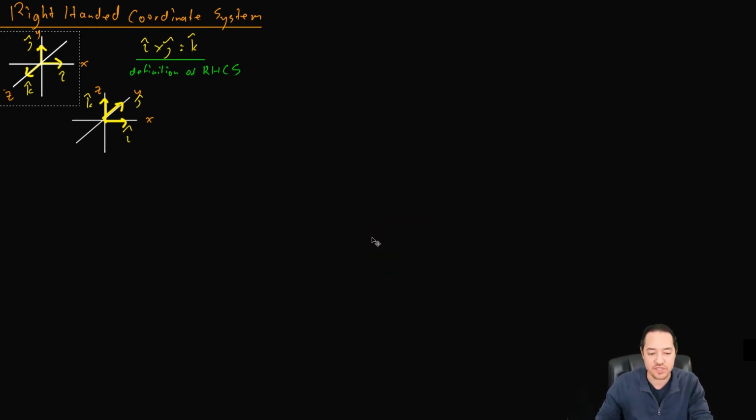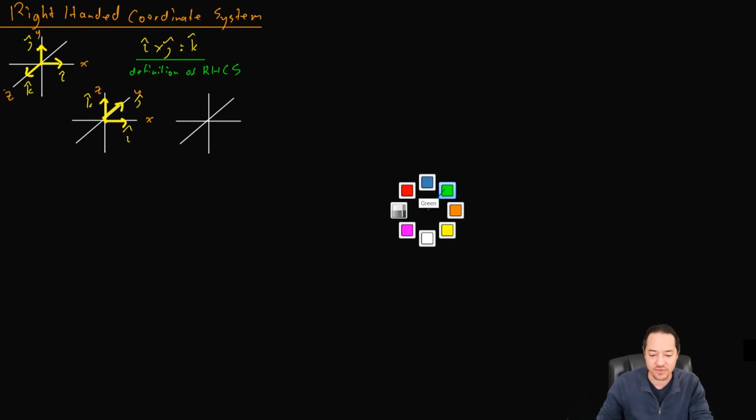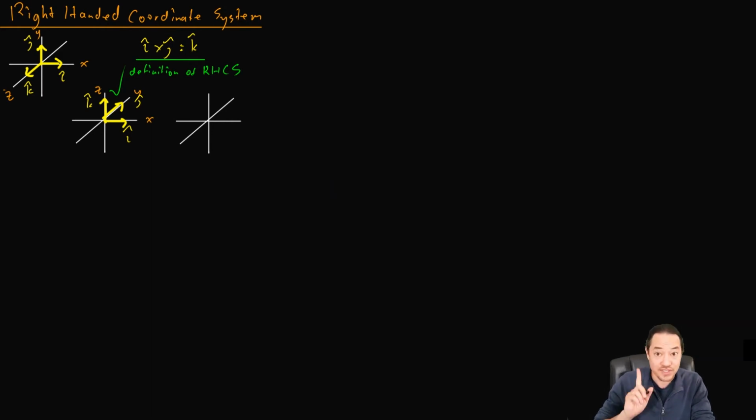So that works. Let me show you an example that doesn't work. Okay, so this example works. Here's an example that doesn't work. Let's say this is our x-axis, and this is our z-axis, and this is our y-axis, okay? So now, let's say this is our i hat, this is going to be our j hat, and this is going to be our k hat.